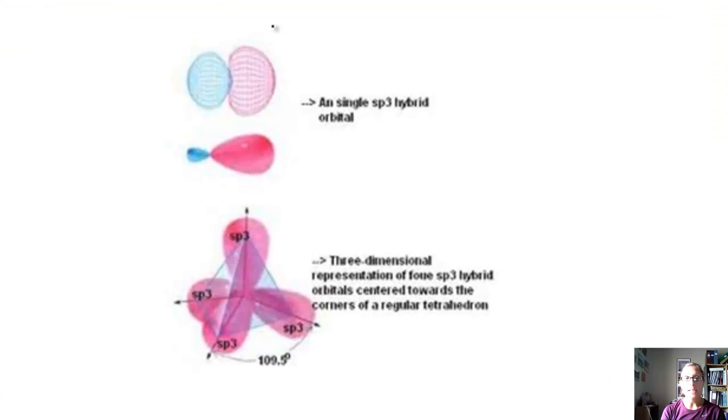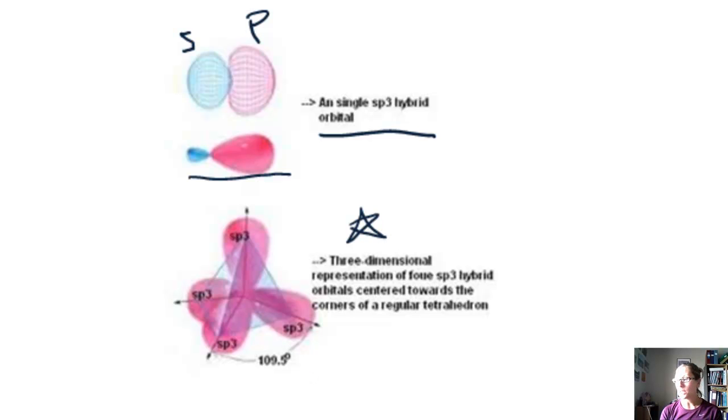Okay, and so as you can see, here's our single sp3 hybrid orbital, here's the s, and here's the p. Here's a different shape representation, and then when we put it together as our methane, our tetrahedral, we can see that each of these is forming an sp3.